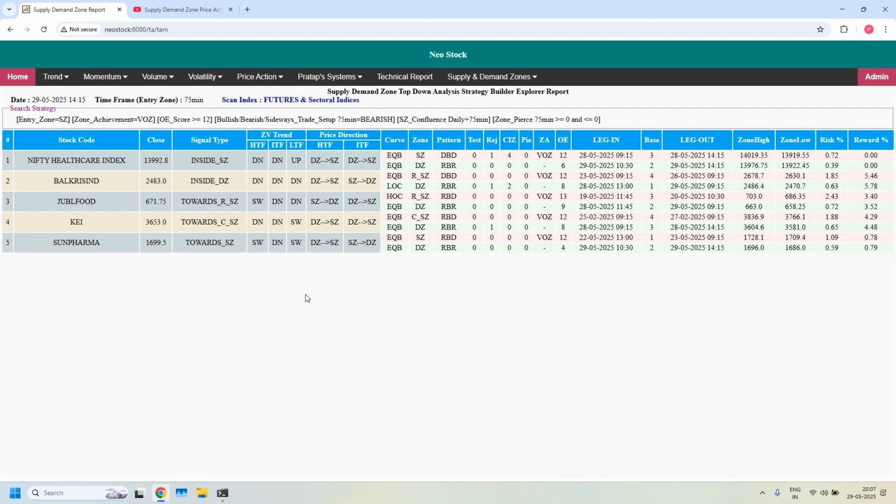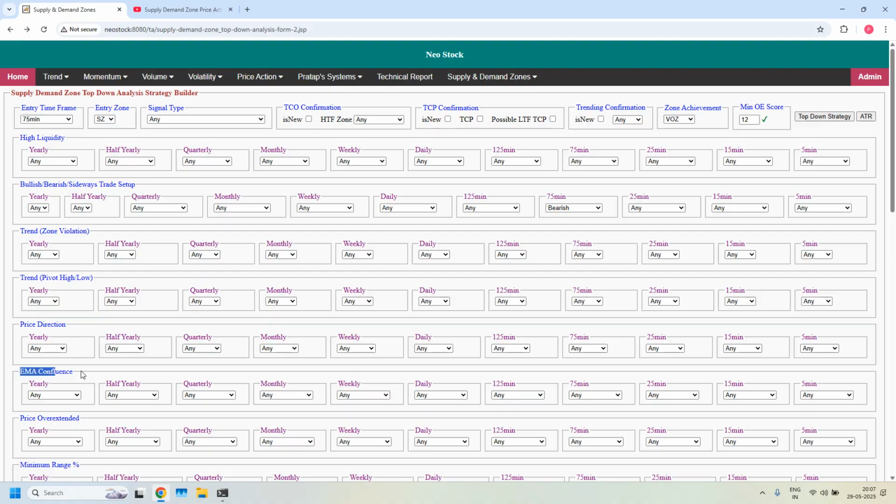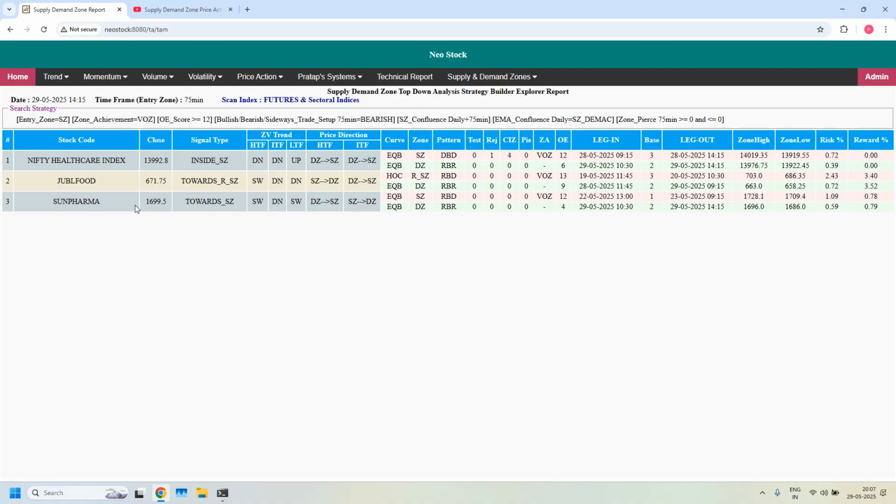So let's verify if any of the daily supply zones have daily EMA confluence. In the EMA confluence at daily time frame, I'm checking daily supply zone having daily EMA. Anyway, the trend is downtrend in all the stocks. We got 3 stocks. So in these 3 stocks, these 75-minute supply zones have a higher probability of success.